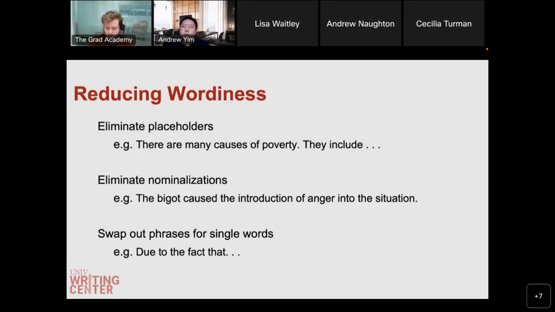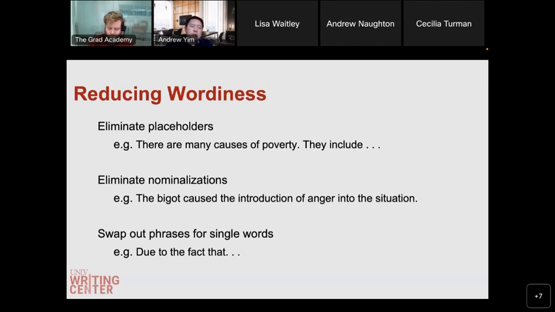Another thing to consider, and we'll do a little exercise for everyone here to test, is reducing wordiness. As you can see here, I have three sentences under eliminate placeholders, eliminate nominalizations, and swap out phrases for single words. What we're going to do in this slide is a quick check-in. We talked earlier about practicing those three steps in order to revise your paper. Well, we're going to do it right now for this first sentence.